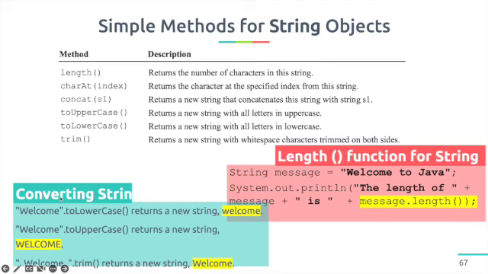So converting strings, this is an example of the conversion. Here we have "Welcome" with a capital letter. toLowerCase will return a new string with all lowercase letters. toUpperCase will return a new string with all caps. For trim, we have beginning and ending white spaces here, and they will be removed in the new string.